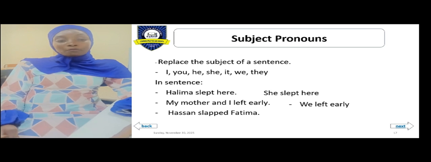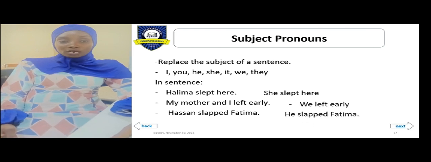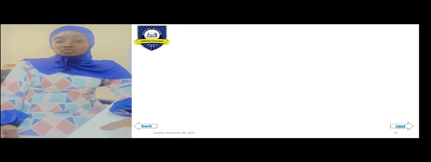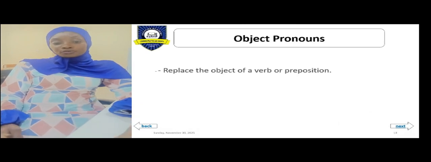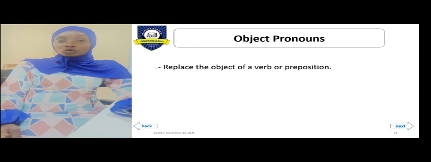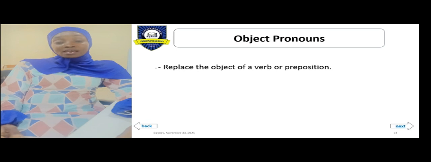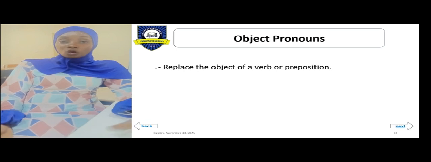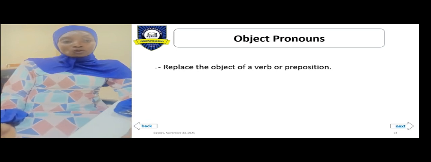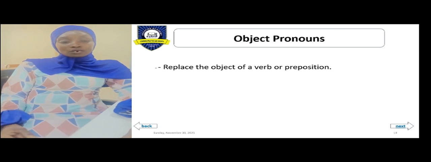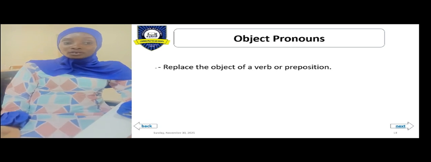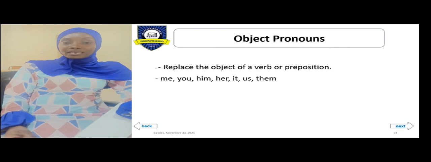Now moving on to object pronouns. Object pronouns, on the other hand, replace the object of a verb or a preposition. The object is the receiver of the action in the sentence, and it usually comes after the verb or after a preposition. Examples of object pronouns: we have me, you, him, her, it, us, them.